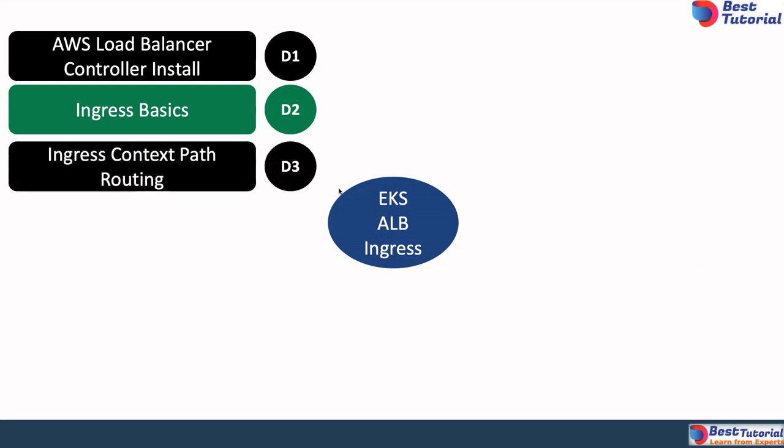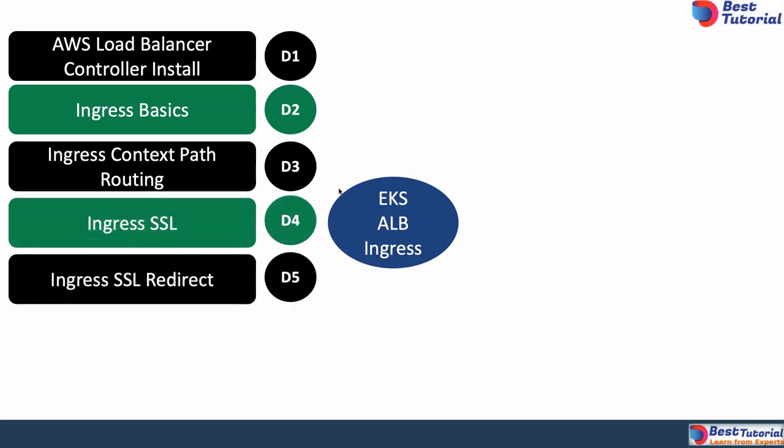And later, we will implement the Ingress context path based routing as part of demo 3. And later, we will implement the Ingress SSL and Ingress SSL redirect as part of demo 4 and demo 5. All these demos will be related to application load balancer, which means every demo, whatever we are creating, we are going to implement using Kubernetes manifest on AWS application load balancer.